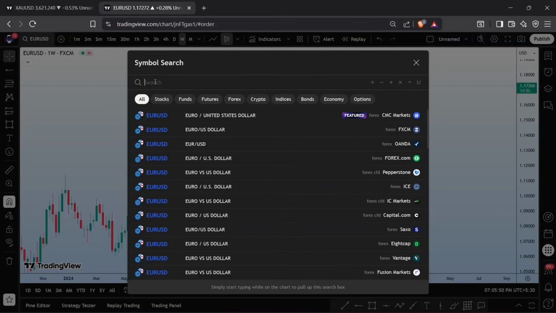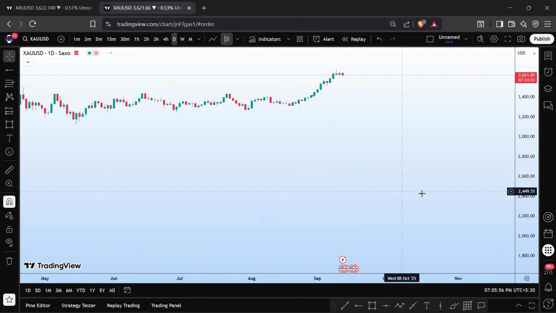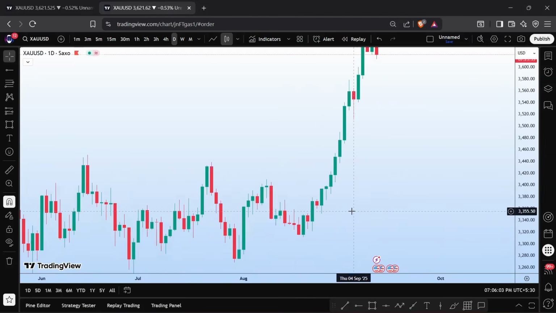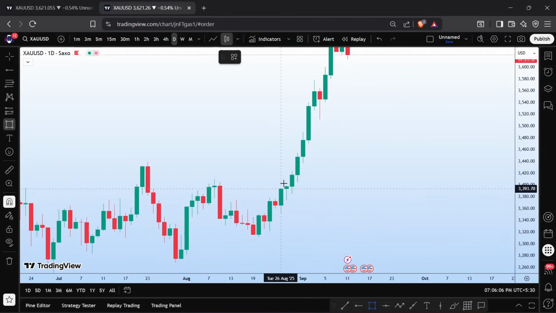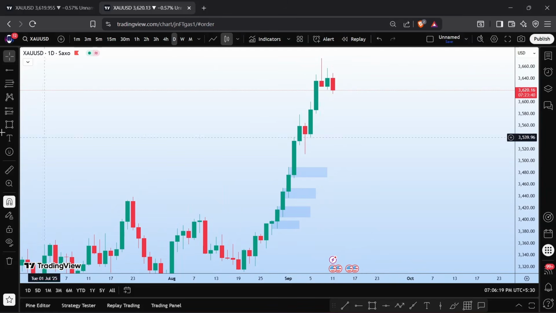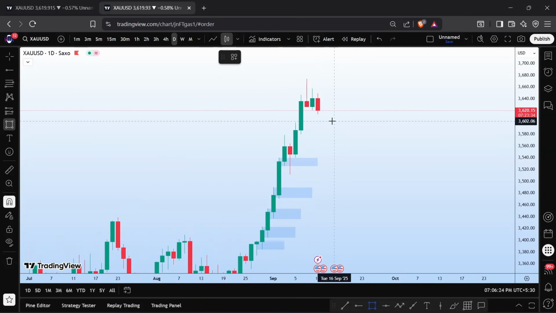If I go back to the gold chart on the daily, we can see there is very good momentum to the upside. Over here I can clearly see this is a dominant area buy, this is a dominant area buy, dominant area buy, dominant area buy, dominant area buy, and this is another dominant area buy.